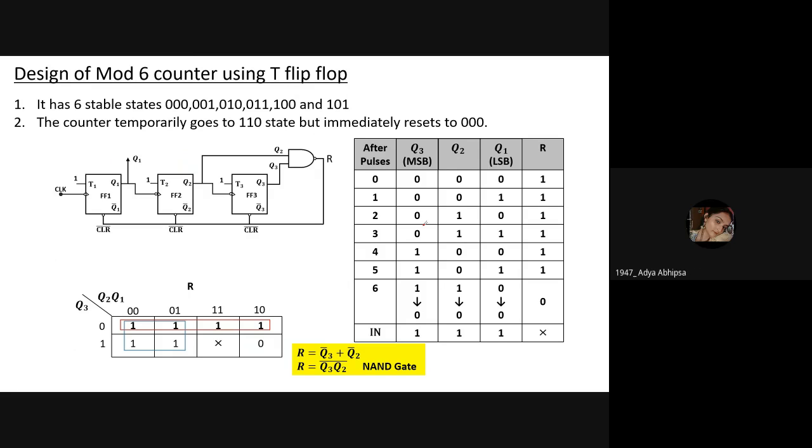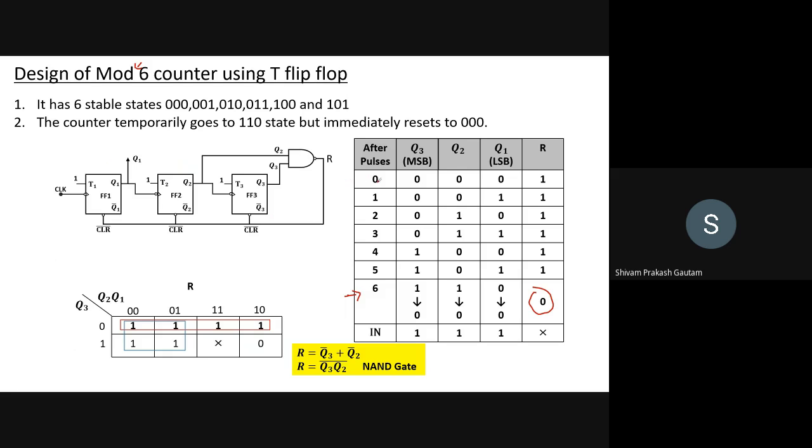Sir, for that sixth state, just because we want to reset this circuit, that's why we are making R equal to 0. Right. Because we want to design a mod 6 counter, and mod 6 counter means it should have 6 different states. And counter means it can be an up counter or a down counter, as pointed out by some student. You can design either. For this instance, we are designing an up counter.